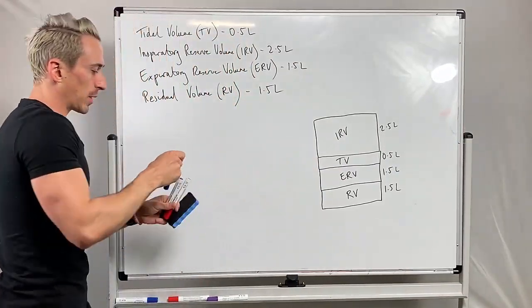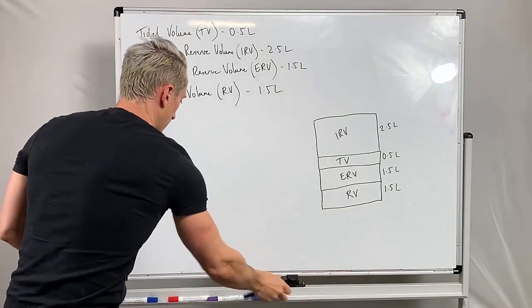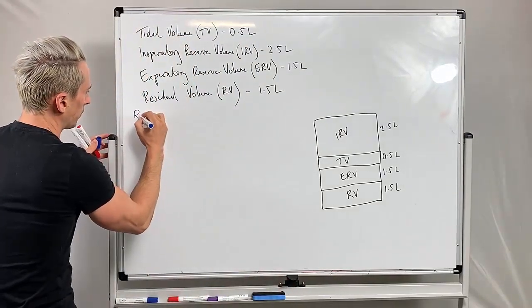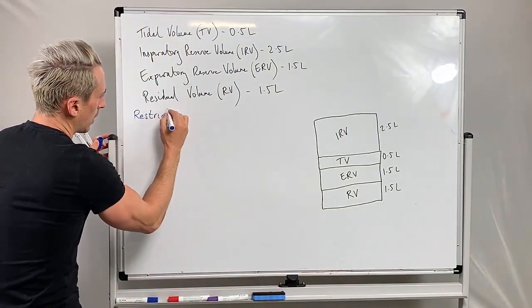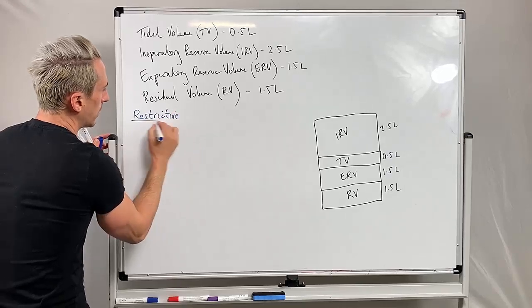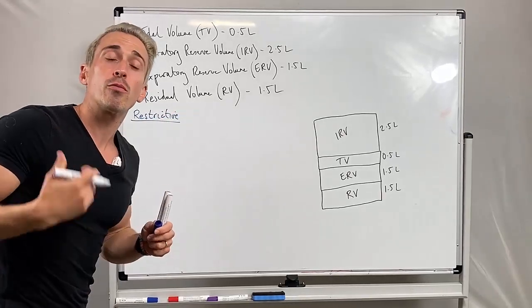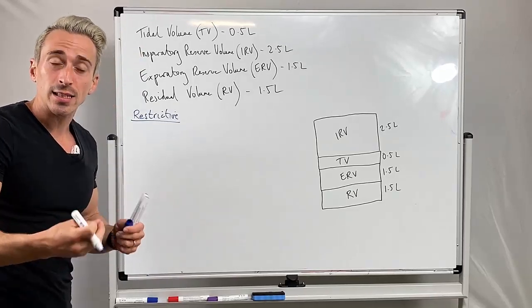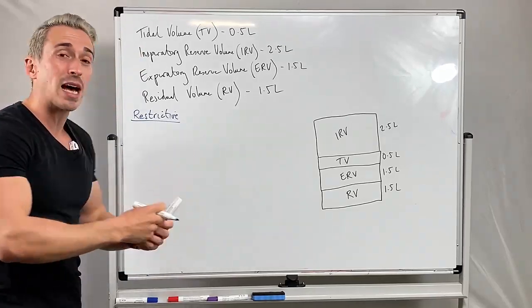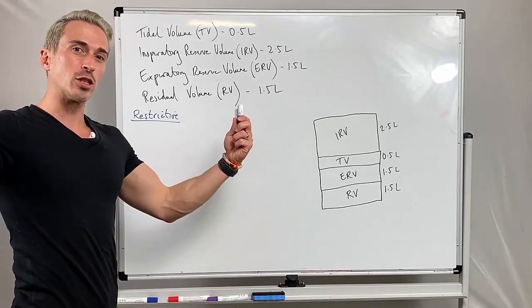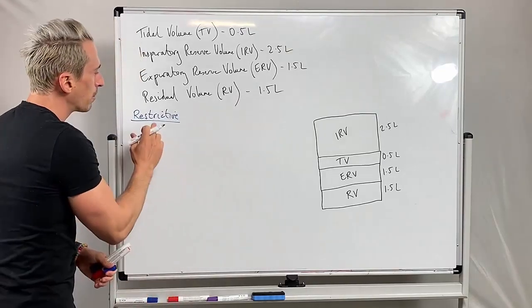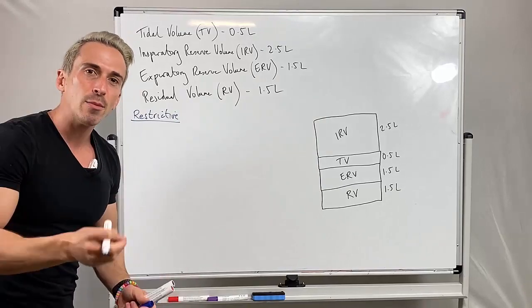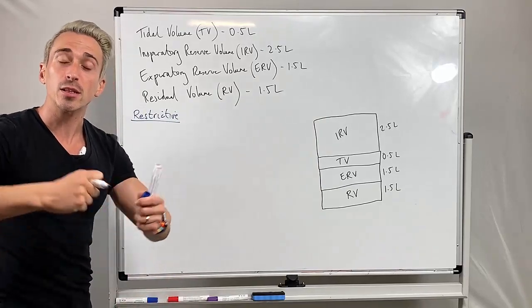Now, if we've got something like a restrictive disease, now a restrictive respiratory disease is something like pulmonary fibrosis. So fibrosis is like scar tissue that's been laid down in the lungs. Now scar tissue isn't elastic. We know our lungs are elastic. We breathe in, it stretches, we relax, it recoils. But restrictive diseases, they limit the lungs' compliancy, their ability to stretch.